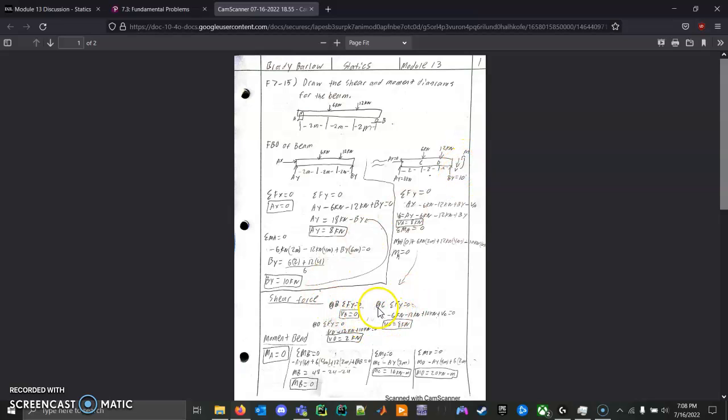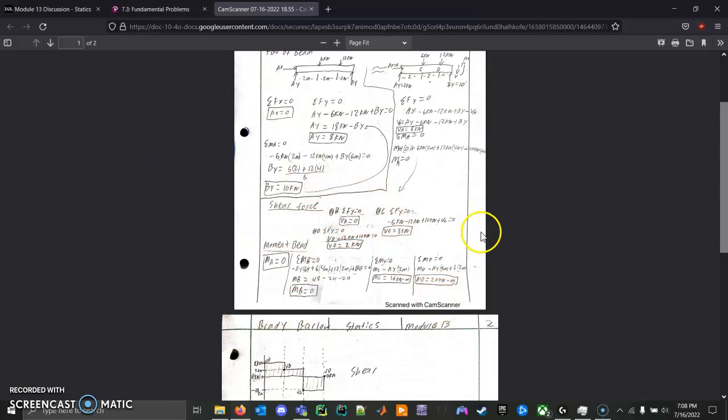If you look at point C, right here, you'll notice you have your negative 6 kilonewtons, negative 12 kilonewtons, your positive 10 kilonewtons, and then you'll have VC. So you can solve for that and get VC equal to 8 kilonewtons. Then at your point D, which is your last point for your shear force, you'll have your VD minus your 12 kilonewtons plus your 10 kilonewtons, and that's it, because it's only to the right. So VD is equal to 2 kilonewtons.